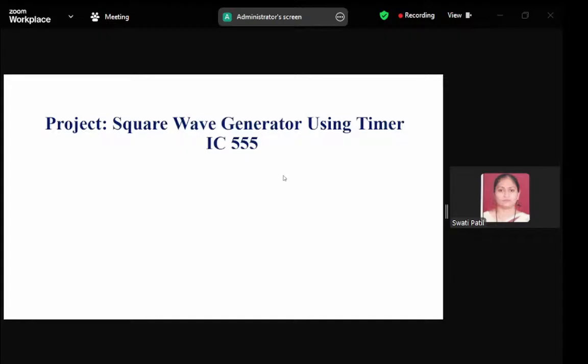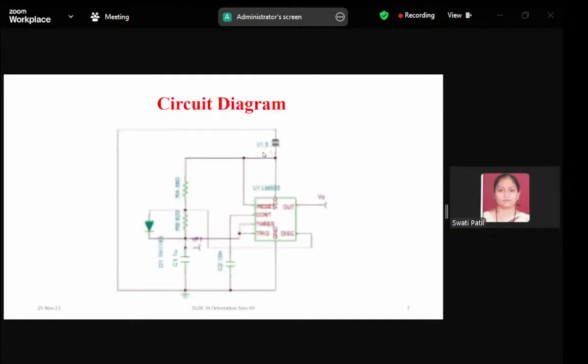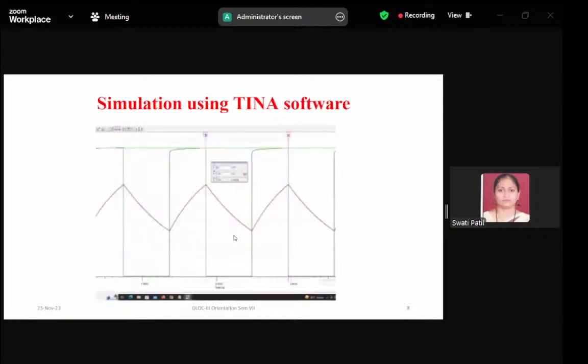So for the mini project, last time we did a mini project named square wave generator using the timer IC 555. So this is the circuit diagram. For this circuit diagram, we are using the TINA simulation software to assemble the components. All these components are available in the TINA simulation software, and we can make this circuit diagram by using the simulation.